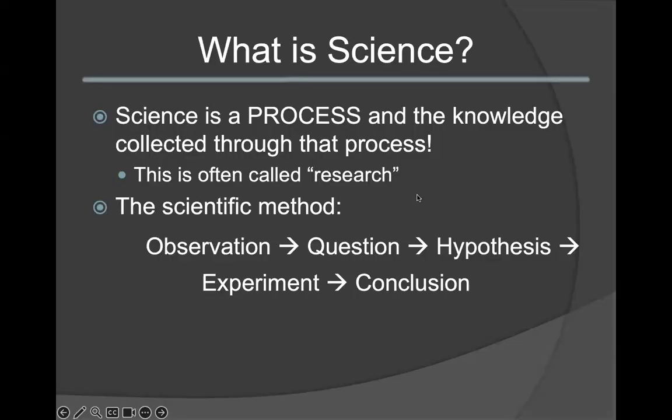So that then brings us to the final topic of this lecture, which is what is science and what does this involve? Science is a process, and it's a process by which we collect knowledge about a specific topic. That process is usually called research. So we've already gone through what the scientific method involves, and you should already know by now that it is definitely not a simplified linear type of process.